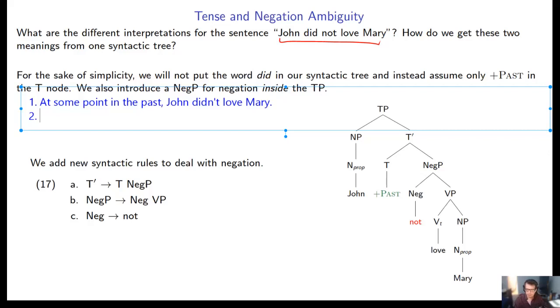Okay. The second interpretation is very, very similar, and I struggle sometimes to paraphrase it. So John did not love Mary. So it's not the case that John loved Mary at some point in the past. That's the second interpretation.